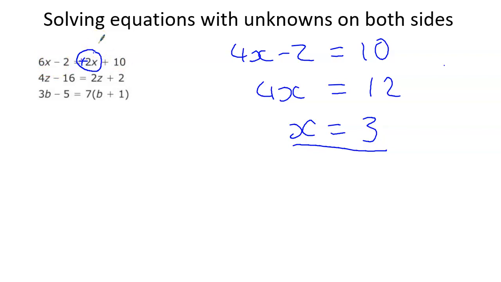Let's move on, look at the other two. So same thing here, I've got the smaller amount of z, and I'm going to move that across so I can simplify it with the amount here. It's positive 2z because it's at the front with no minus sign, so it must be positive. So I'm going to take it away. 4z, take away the 2z, leaves me with 2z. I've still got the minus 16 and the equal sign and the 2.